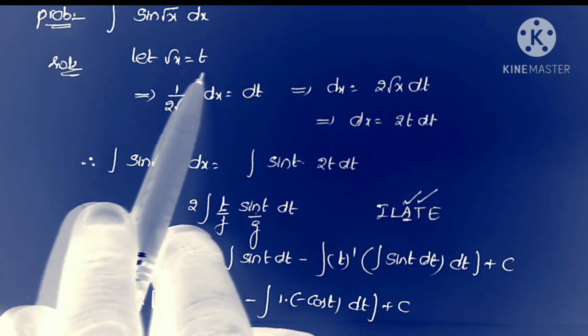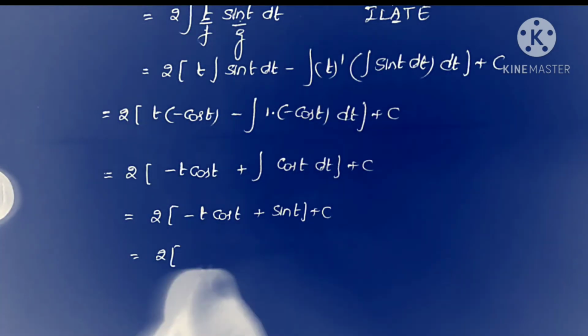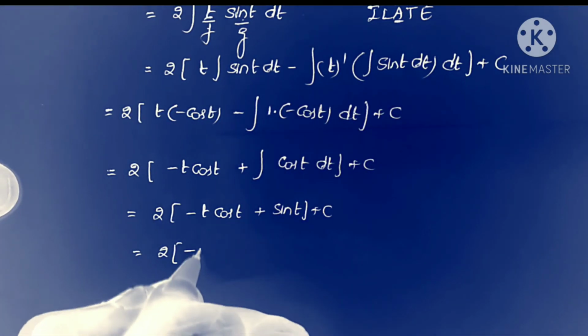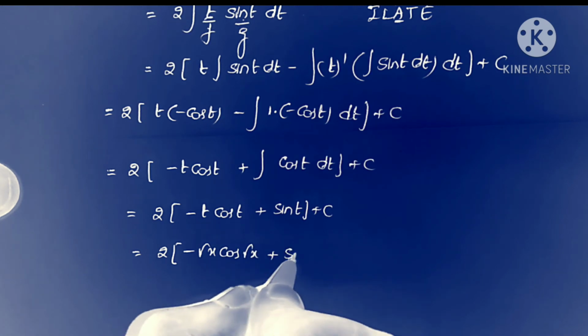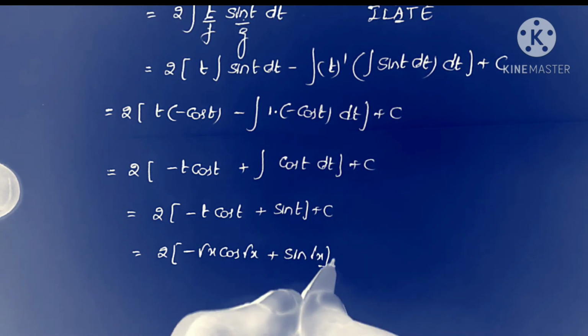Already we have that root x is equals to t. So replacing that value in this answer, t is equal to root x, minus root x into cos root x plus sin root x plus c. That's all. This is the answer.